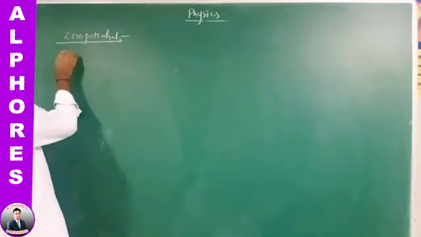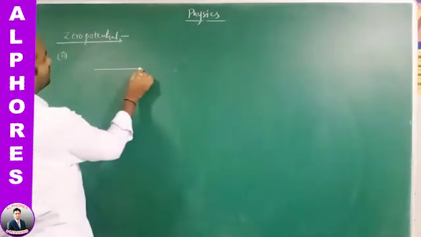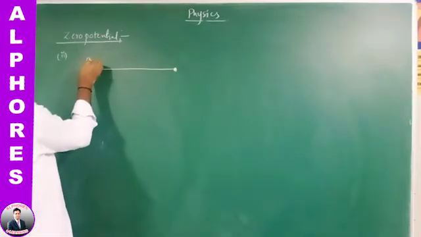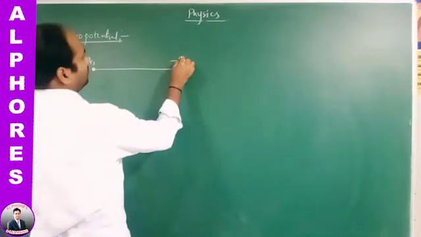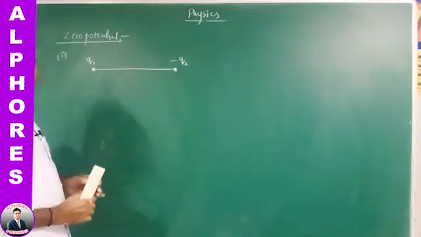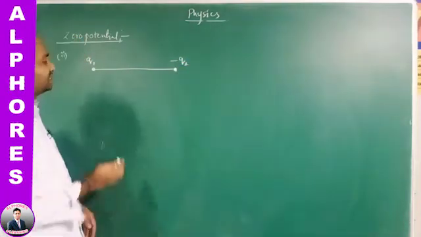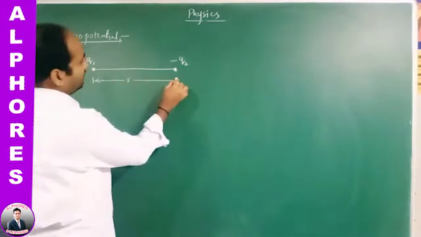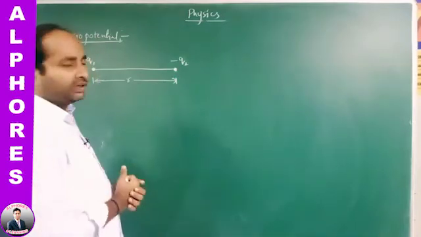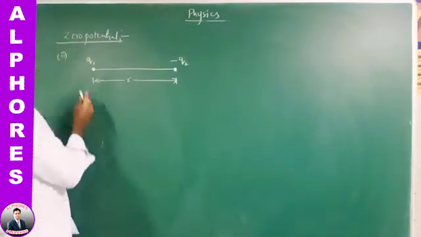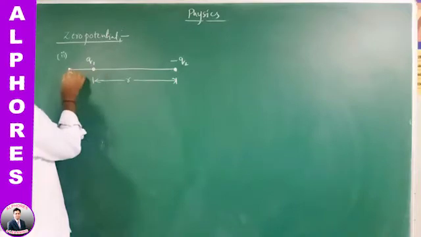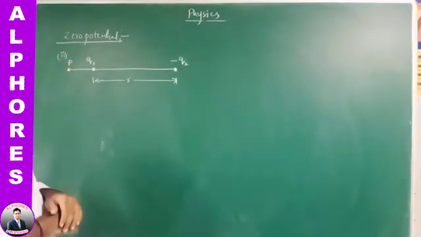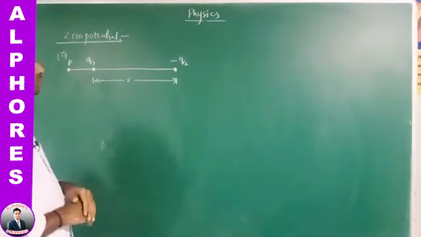Second case, the same two charges Q1 and minus Q2, separated by the distance R. Here also two charges are separated by a distance R. Now the null potential is obtained outside the system of two charges.